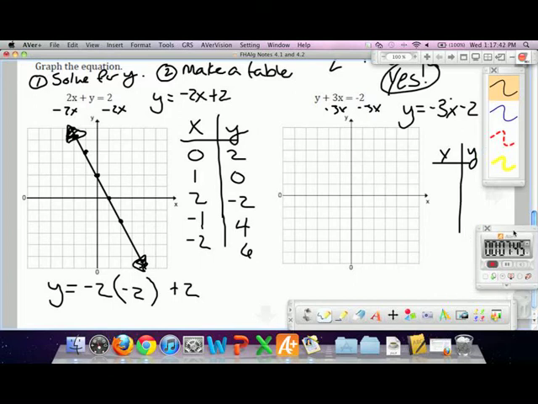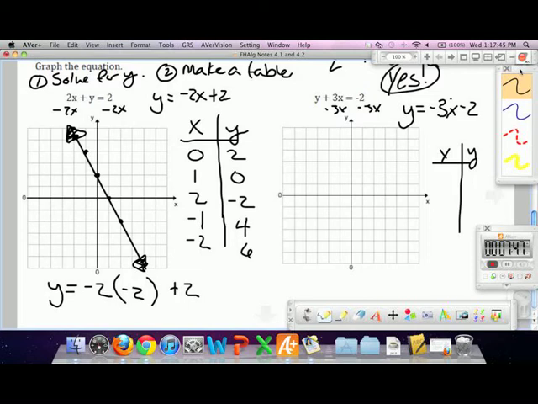The x's are independent variables, so you can pick whatever ones you want. How about you pick the nice, easy little ones? 0, 1, 2, -1, -2. Why don't we just do y equals -3 times something plus -2, and this something is the x's we chose. So if I plug in 0, -3 times 0 is 0, 0 minus 2 is -2.